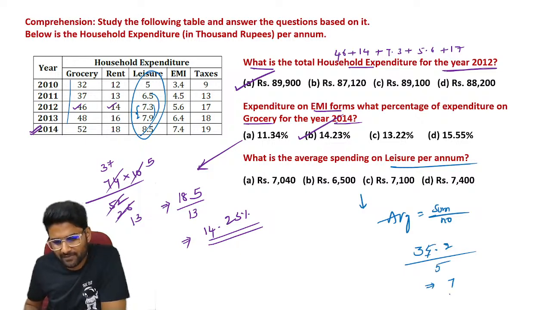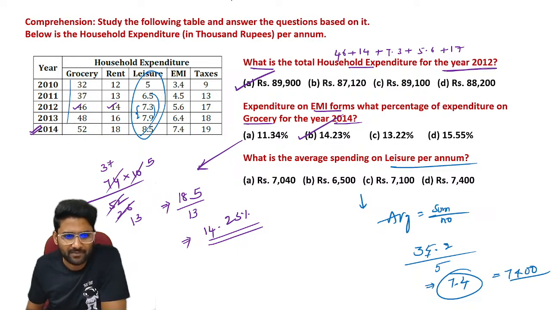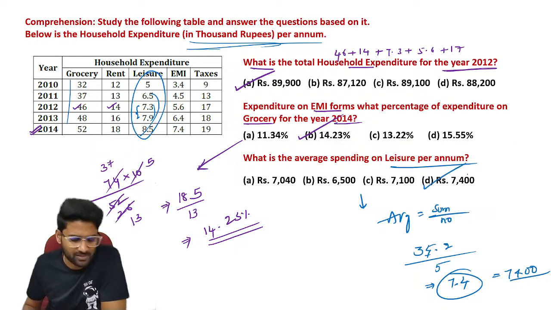Now see, 5 into 7, 7 point 0 4. So we have 7.04, right? It's 7.04, which means 7,040, because the values are in thousands of rupees. You should multiply with 1000. 7.04 into 1000 is equal to 7,040.